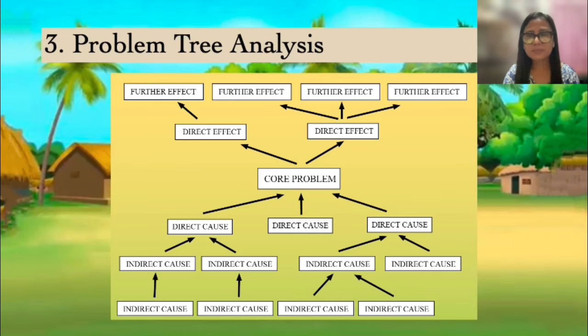This is how a problem tree is done. The core problem, which is your identified problem, is in the middle. Immediately underneath are the direct causes, and under each cause are also their own causes. They are considered indirect causes to the core problem. The arrows proceed from the cause and point to its direct effect. And this is done for each box.